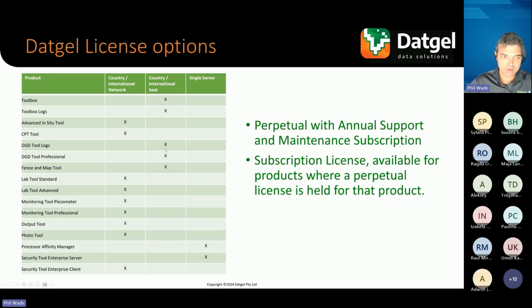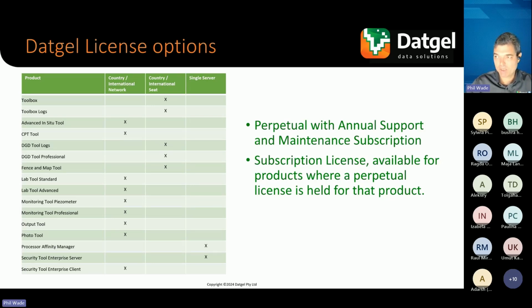So the toolbox and the DGD tool and so on, once with the X here, you must have the same number of seats as you have of gINT. Where the country network or international network licenses, you can buy one license and you could have 20 gINT licenses, right? Because they don't really count the use of the library. So fundamentally on the seat license, we're counting the use of the gINT library. On this one, we're just counting the use of the calculations program.